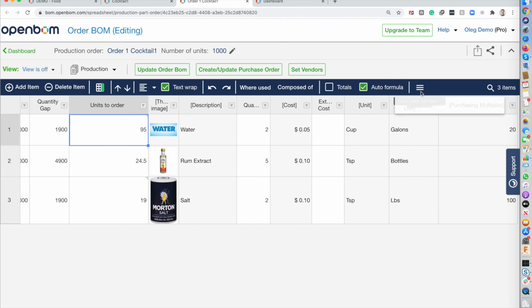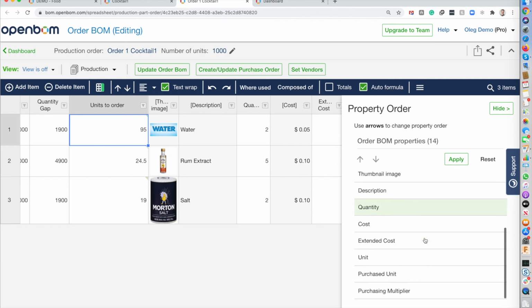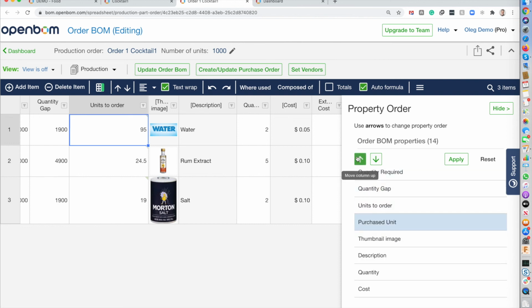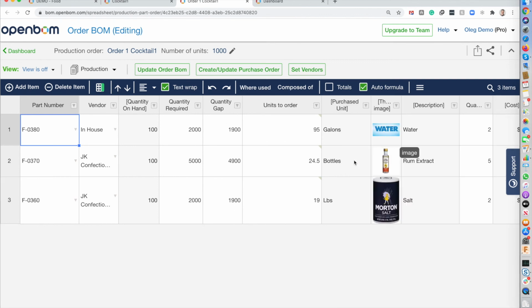So I can rearrange it a little bit and put the purchasing units up and units to order, so they will be aligned nicely. And now you can see I have units to order and purchasing units. So this is how you organize and convert units for ordering in OpenBOM while creating a bill of materials in one unit of measure and then buying materials in different units of measure.